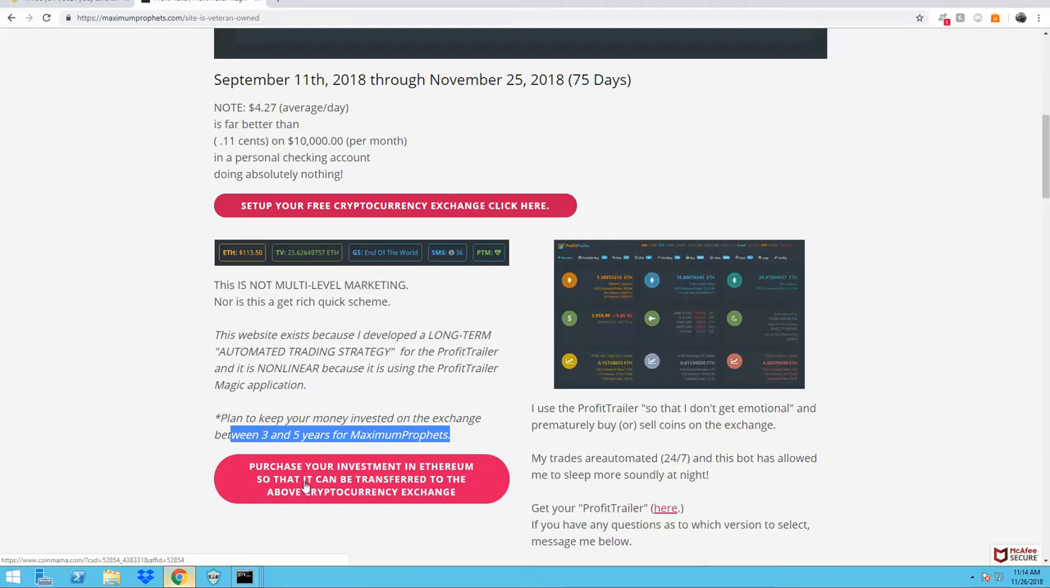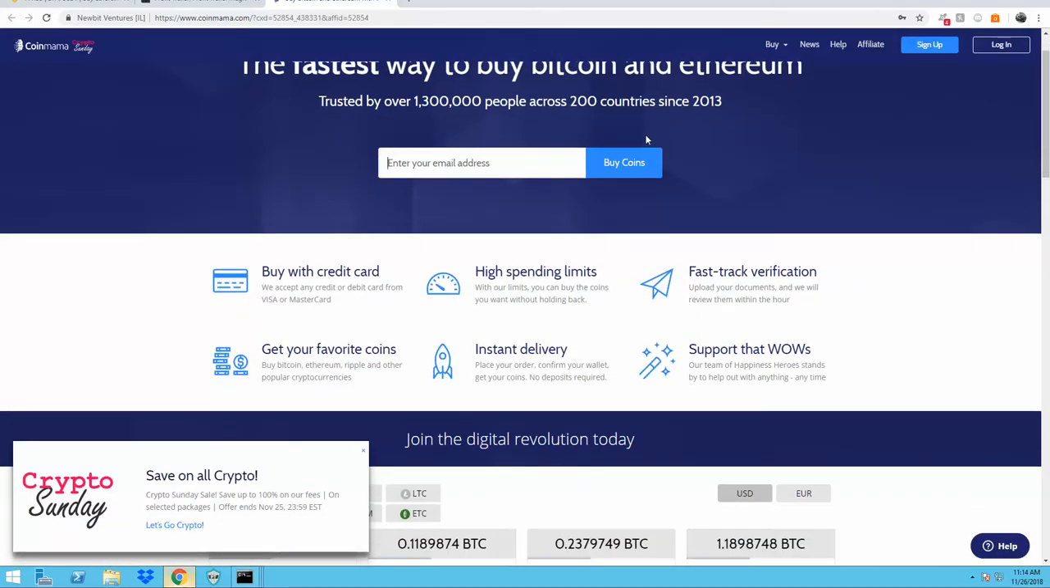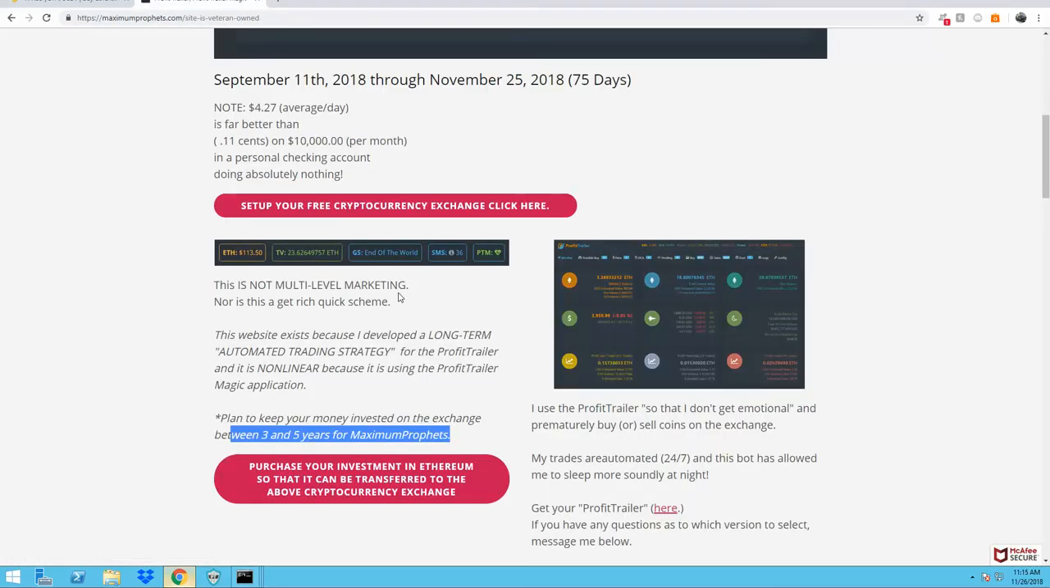Purchase your investment in Ethereum so it can be transferred to the exchange. When you click this here, you're going to go to coinmama.com, and here is where you will want to sign up, purchase your cryptocurrencies with a credit card, and then you can immediately transfer your Ethereum over to the cryptocurrency exchange, where you'll then be trading it with your robot.